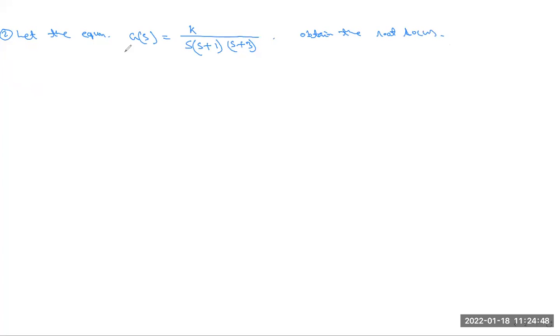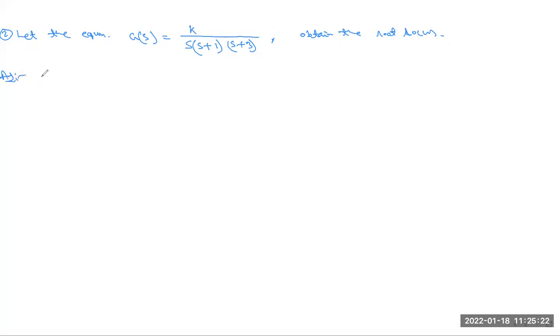Okay, so you have to be given this type of question. Let the equation be G(s) = K / (s(s+1)(s+3)). But here you can see H(s) is not present. So when H(s) is not present, we have to let H(s) be the unity feedback system. That means the value of H(s) is 1. This type of question is given in your exams also, so you have to easily calculate it by the root locus method.